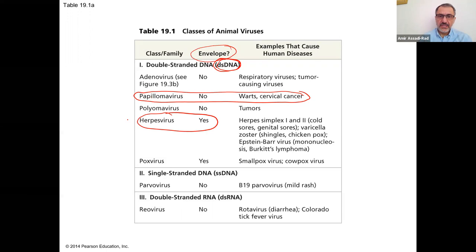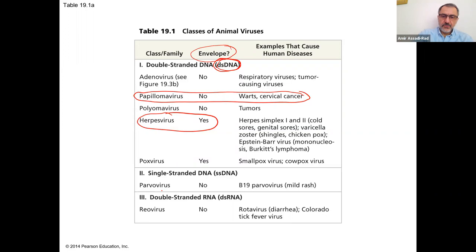I talked about it so on and so forth a little bit. Herpes virus. Pox virus, do not worry about it. Single-stranded DNA virus: parvovirus is very important. If you take virology, then you have to know all of these. Just for our purposes, I'm not too crazy about it, but anyhow.